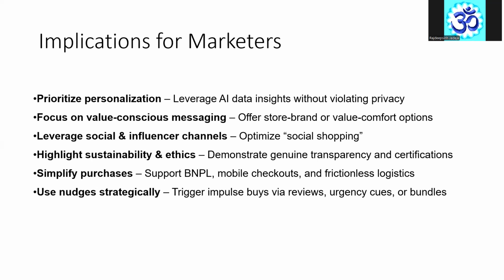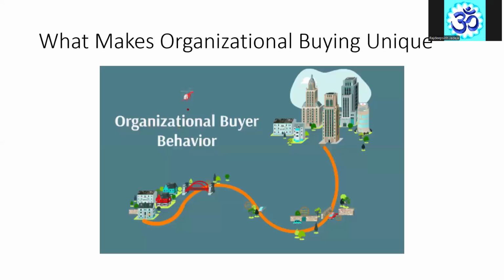Then you have to simplify the purchase as a marketer. You have to support BNPL, mobile checkouts, and frictionless logistics. You need to make it a seamless process. Then you have to use nudges strategically. You have to trigger impulse buys via reviews, urgency cues, or bundles. As a marketer, it's your job to trigger impulse buys via reviews, cues, and bundles. With this, we completed consumer buying behavior.